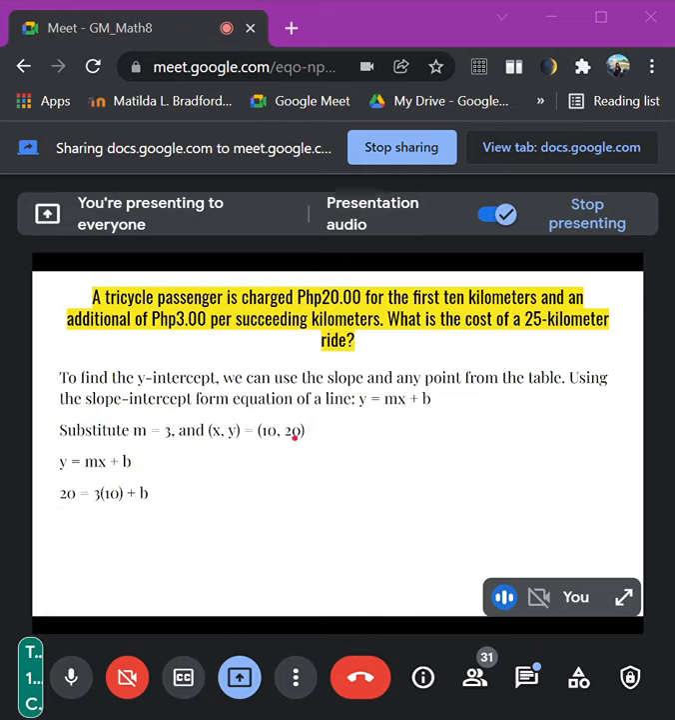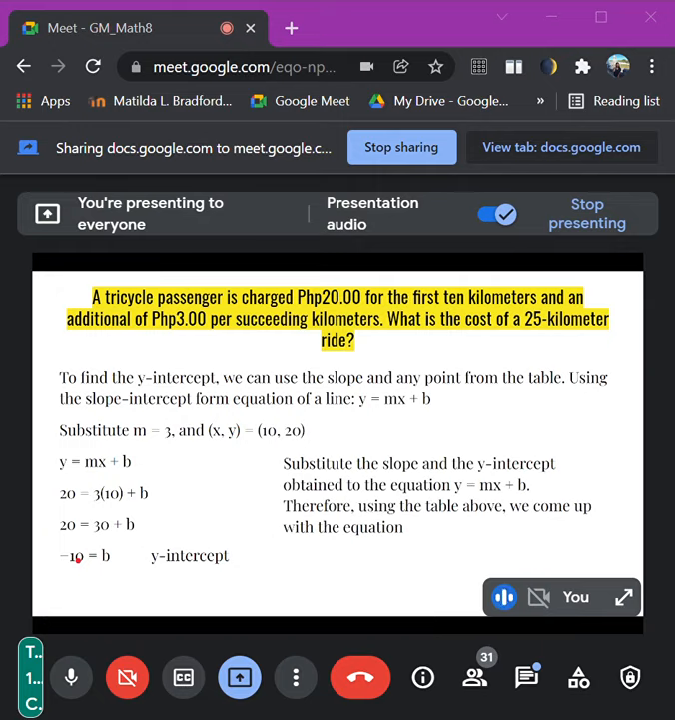So y here is 20. And then you have there your slope, which is 3. And then your 10 is your x, and then plus b. Okay? Now I simplified it, so I can get my y-intercept as equivalent to negative 10. Meaning to say, substitute the slope and the y-intercept obtained in the equation y is equals to mx plus b. Therefore, using the table, we can come up with the equation y is equals to 3x minus 10. Okay, y is equals to 3x minus 10. This 3 is the slope, and this negative 10 is your y-intercept.